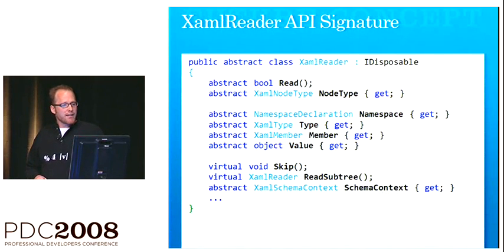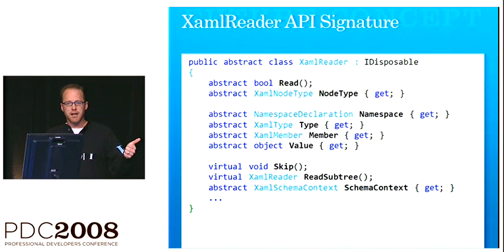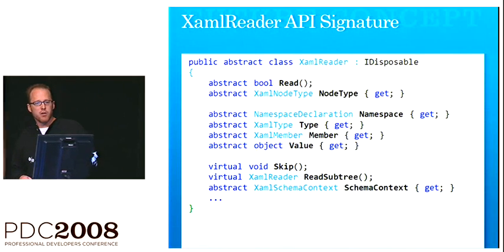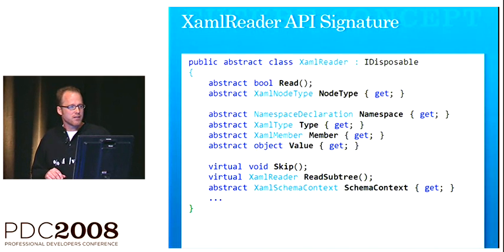So the XAML Reader API signature, I just want to reiterate this. XAML Reader is an abstract base class. We used read. We looked at the node type. There's 4 payloads that are interesting. When you get a namespace node, there's a namespace declaration object you can see. And then for an object or member or value, you get a type, member, or value.